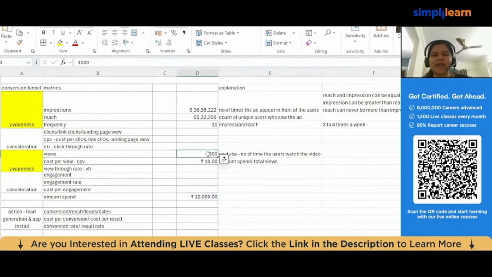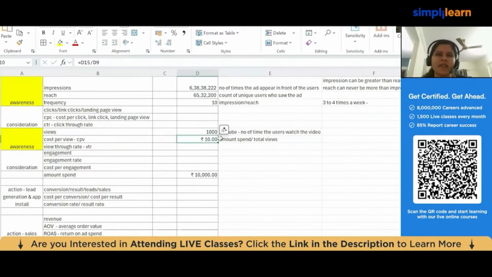Don't consider these to be real numbers. These are some hypothetical numbers that I've just added for your calculation part. This is just for the example. I'm just randomly putting some numbers over here. But that's how we calculate our cost per view.